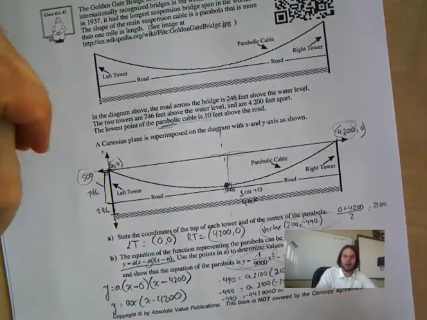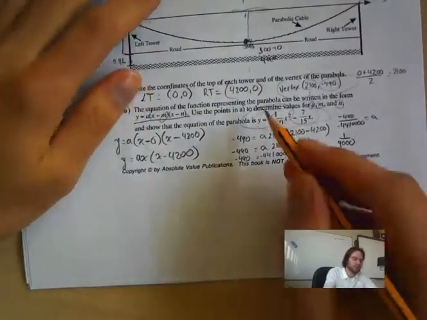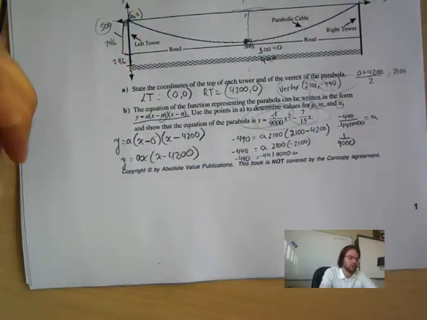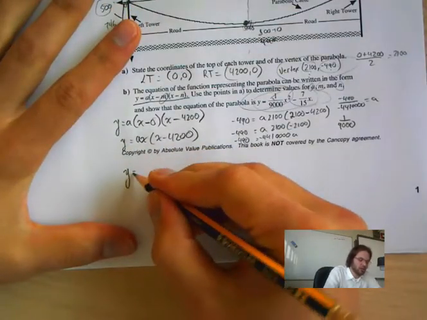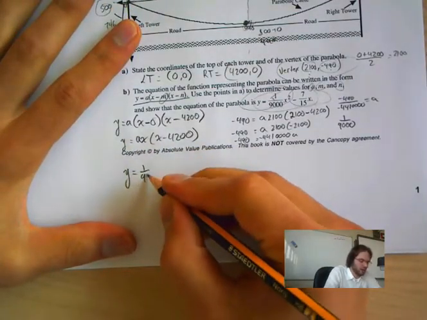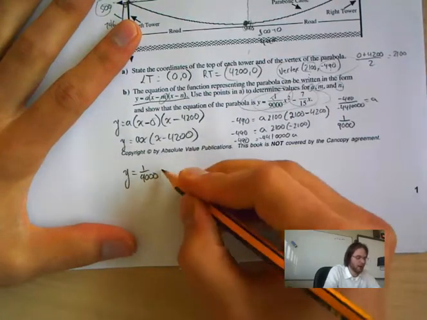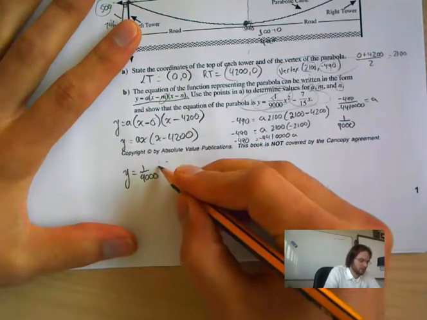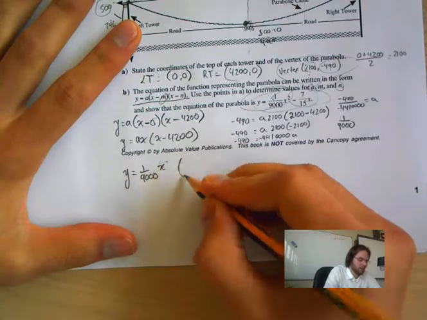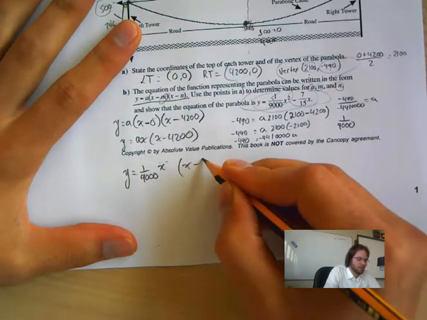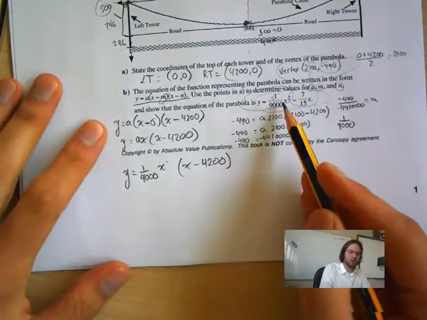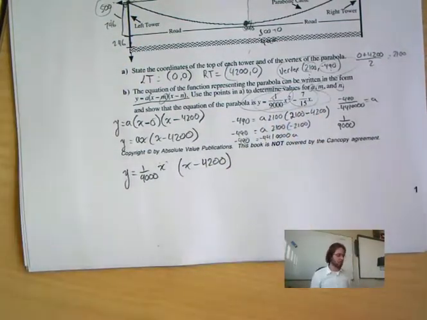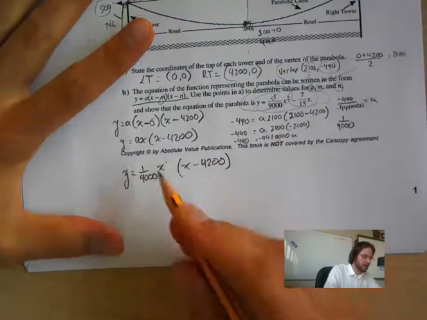Okay? So now it says it wants it in this form. Show that that equation is similar. So let's rewrite my equation here. So I get y is equal to 1 over 9,000 times x, multiplied by x, subtract 4,200. So if we look at this here, there are no brackets. So let's try and get rid of my brackets. I'm going to multiply this into that.